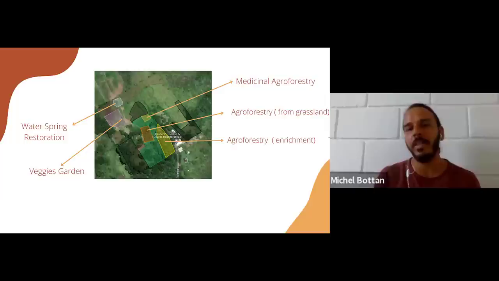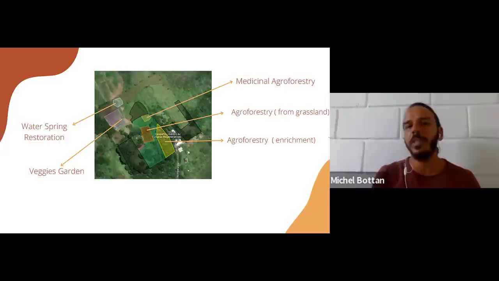And the one on the right is an enrichment. So it's an environment that had some natural regeneration, and we introduced a lot more species. We opened up the canopy to let in more light. And the area on the top is a medicinal agroforestry, so it has more species of medicinal plants.